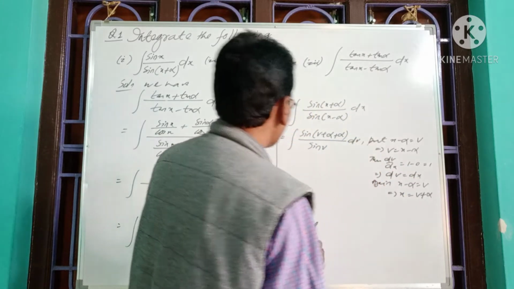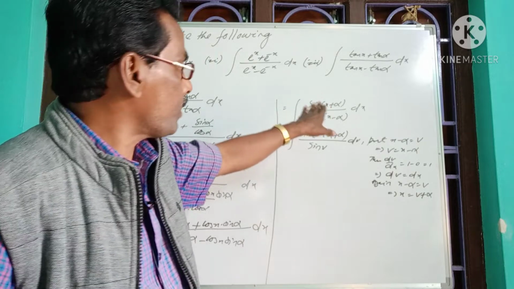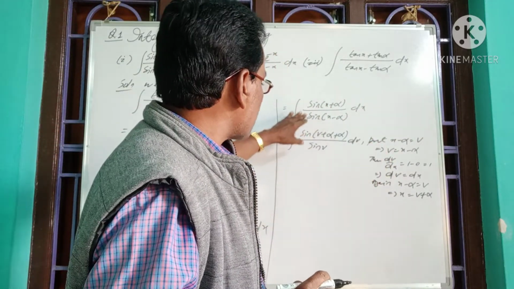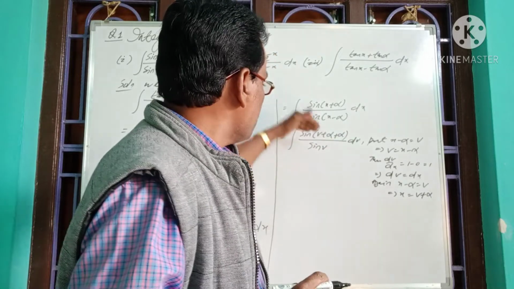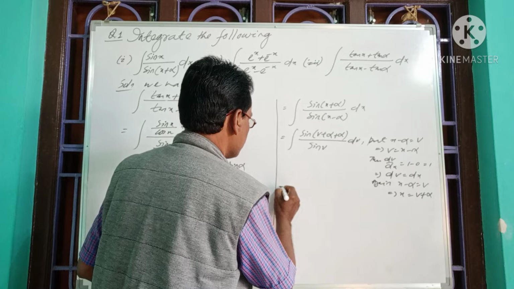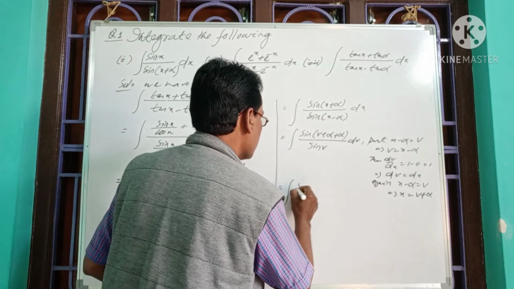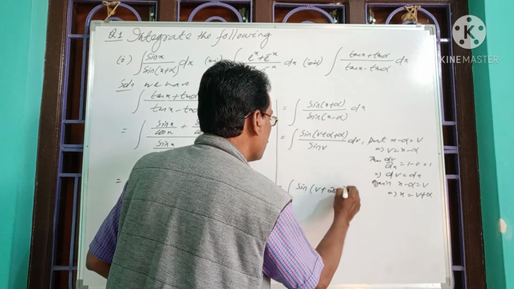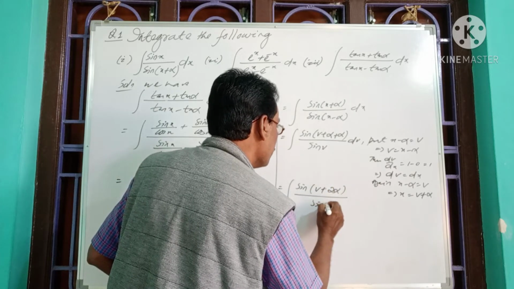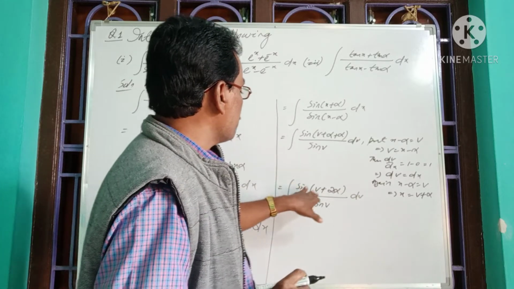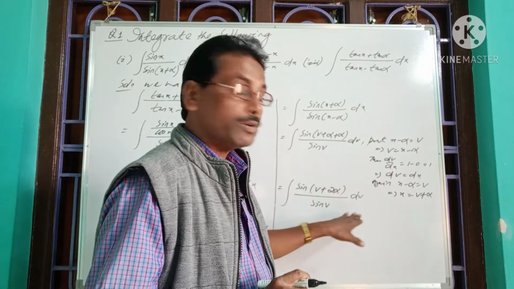So now see, the original integrand was a function of x. After substitution and differentiation, the function transformed into a function of v, and it will be integrated with respect to v also. So now simplifying, we have the integration of sin of (v plus 2 alpha) by sin v with respect to v.